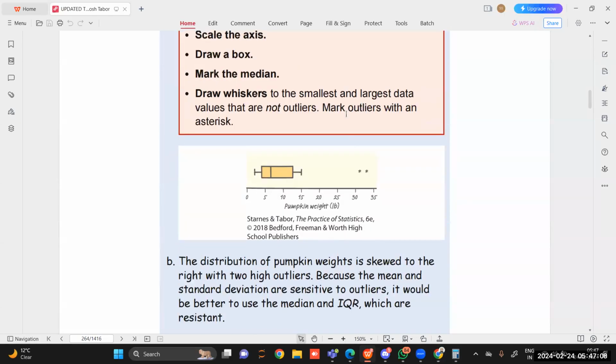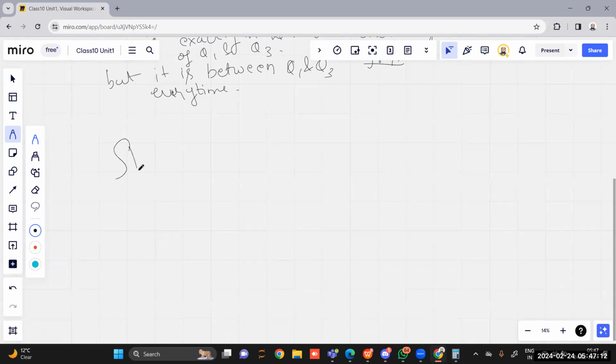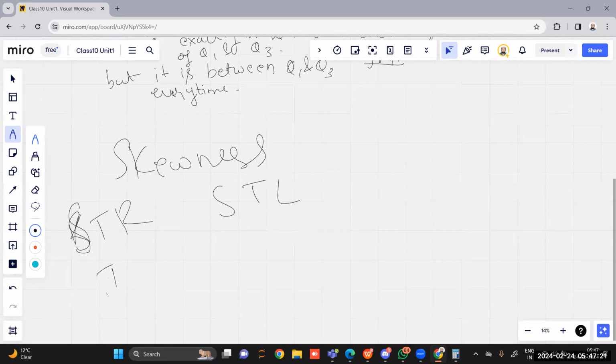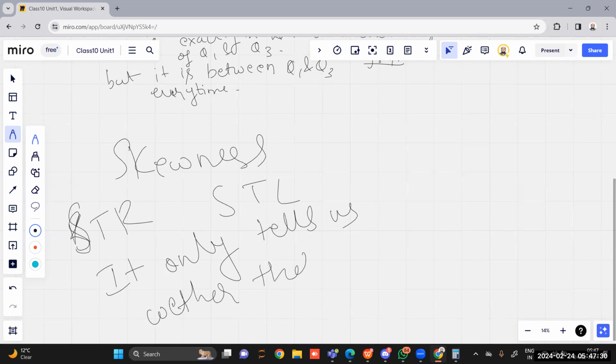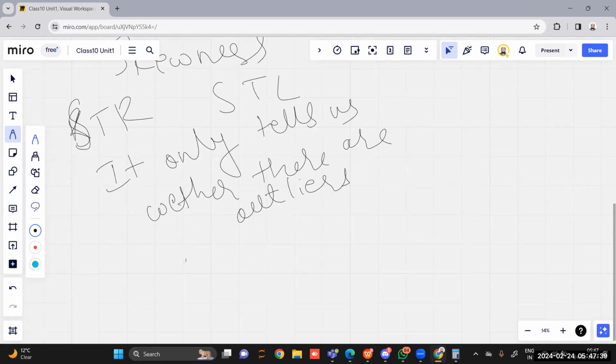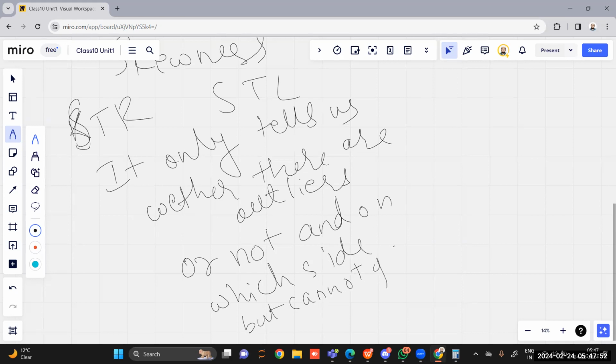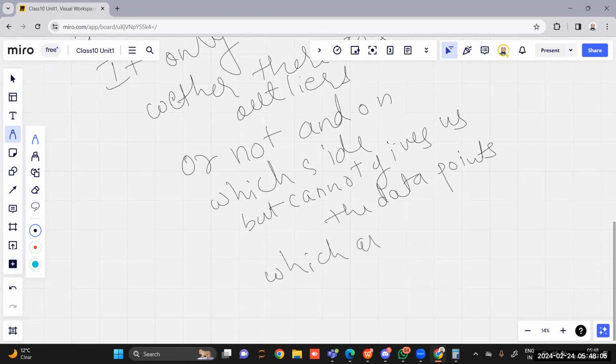Next, the skewness. Please remember, skewness, whether skew to the right or skew to the left, only tells us whether there are outliers or not, and on which side, but it cannot give us the data points which are affecting the skewness, which are the outliers.